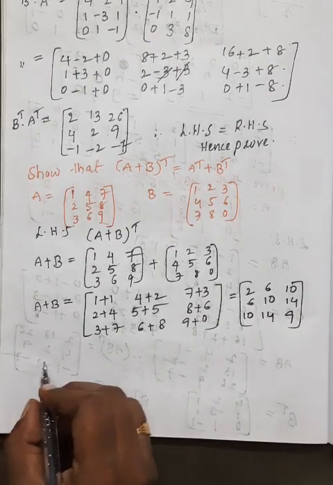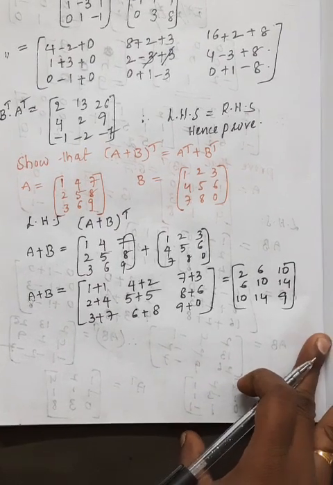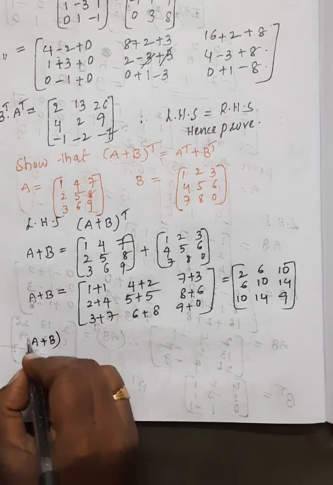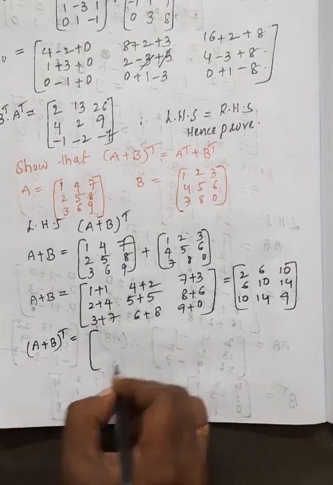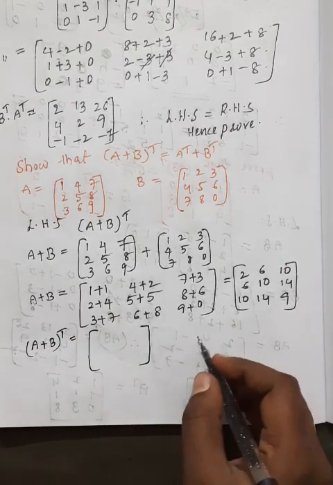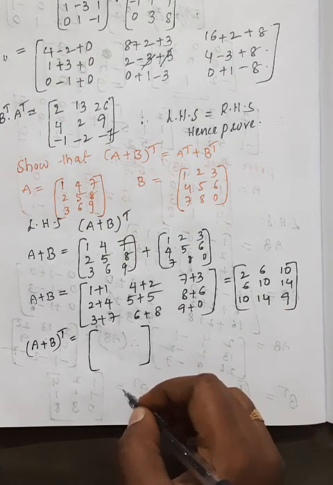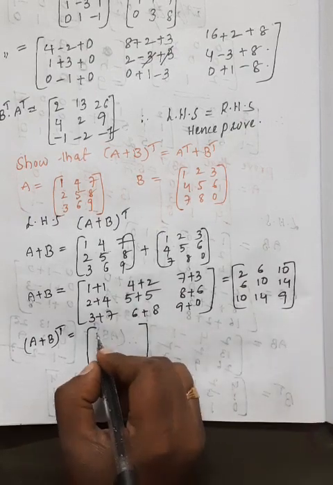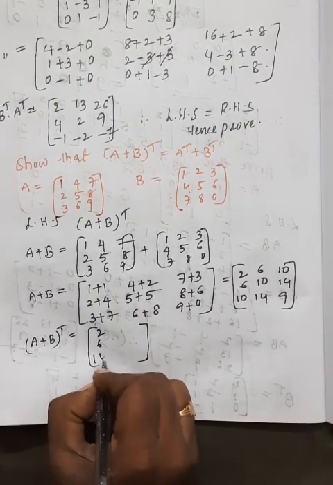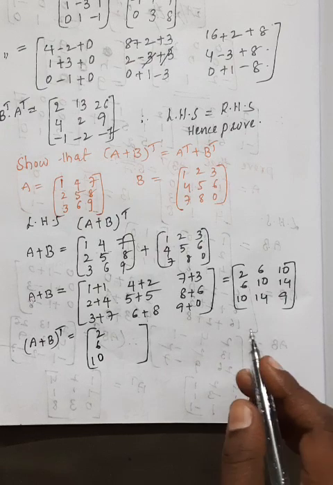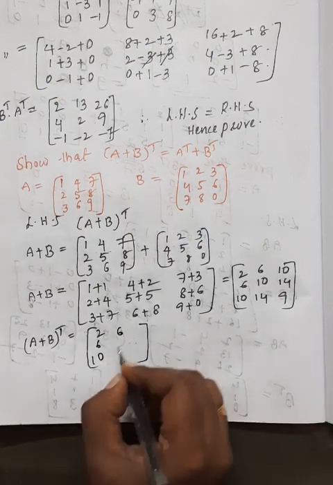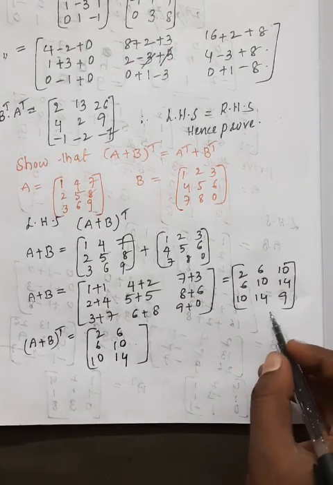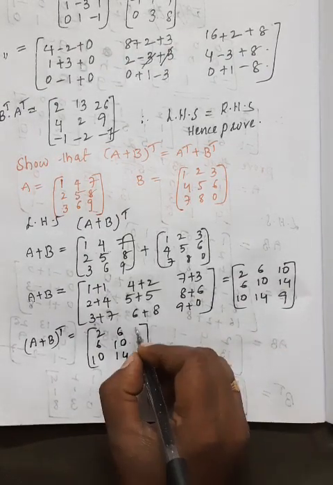After getting A plus B, we have to do the transpose of the obtained answer. Therefore (A plus B) whole transpose is equal to, simply interchange the rows into columns, and you will get the answer. So 2, 6, 10 is in the form of a row. Now we have to write it in the form of a column. Next 6, 10, 14 is in row form. We should write it in column form. Next 10, 14, 9 is in row form. We should write it in column form.